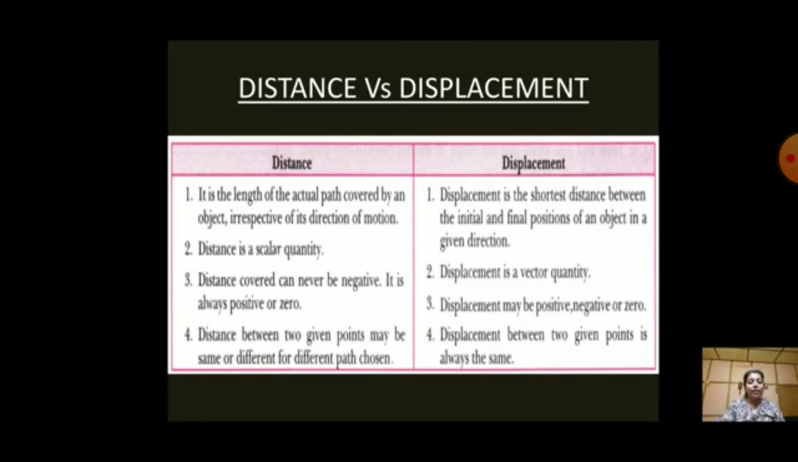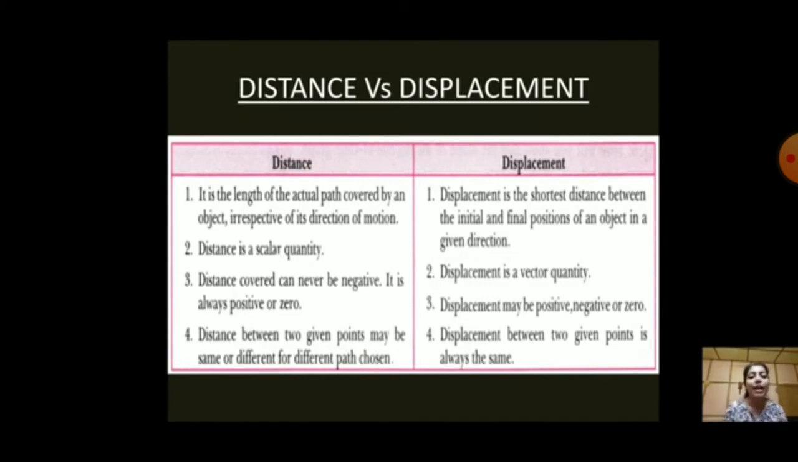Distance is always positive. Why? Remember the origin number line we considered. From that number line we can move either to the right side or to the left side. When we move to the right side we say that it is positive. When we move to the left side we say that it is negative. So positive and negative tell us direction, and direction is indicated only in displacement, not in distance. So distance cannot be negative, however displacement can be negative. Displacement can be negative, positive or 0. We will see in the next slides how displacement can be 0.